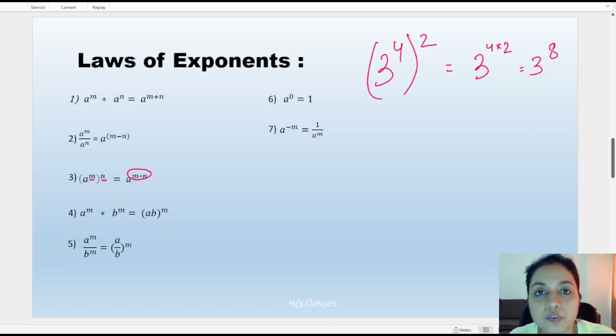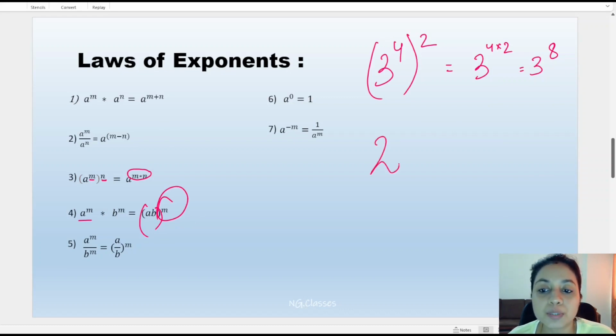Alright, let's move to the next property, and the next property says when a to the power m is there multiplied with b to the power m, be careful here, bases are not the same, here powers are the same. So when the powers are the same, we can write it together, a multiplied with b, and both are having power m.